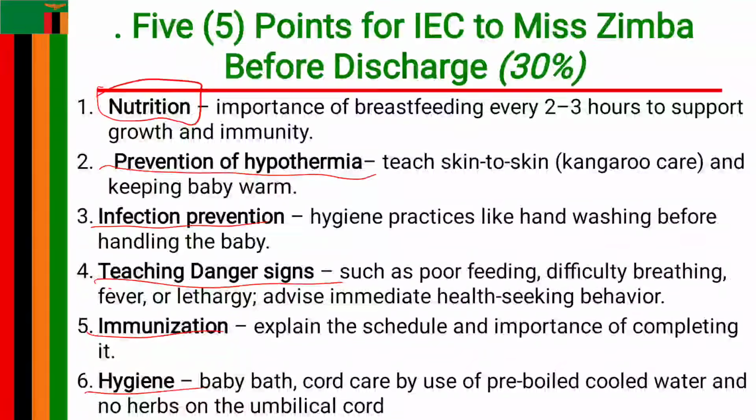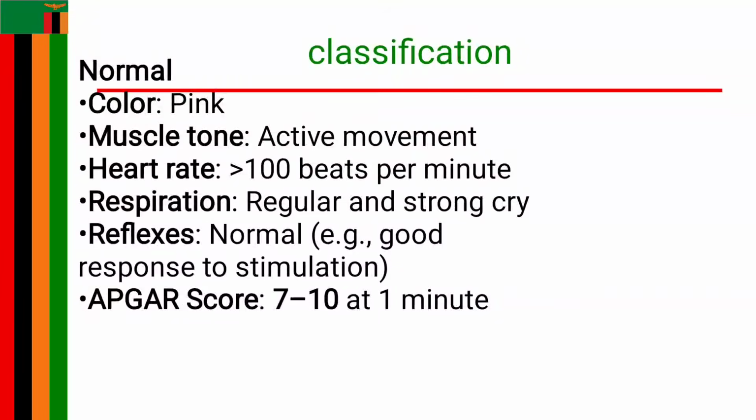Importance of hygiene, importance of baby bath, cord care by use of pre-boiled cooled water, and no herbs on the umbilical cord. All these also can fall under hygiene points. So in terms of IEC to the mother, you write headings like that and give explanation. You can even expand these guiding points that are on this particular heading. Then the other aspect that we have not talked about that is still in the question is the issue of classification, because asphyxia can also be classified.